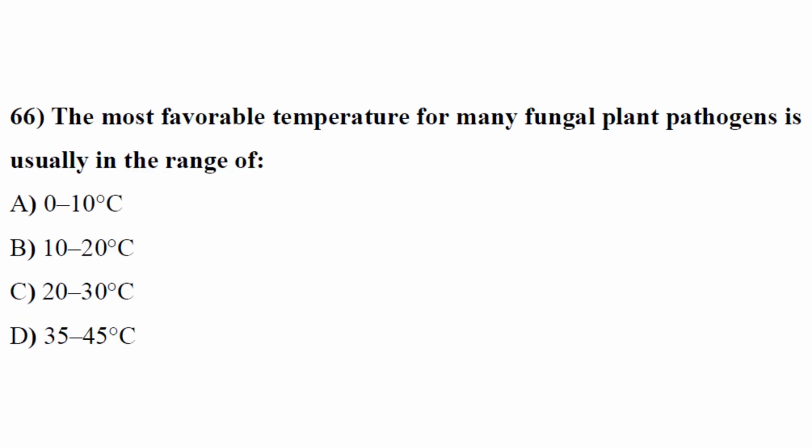66. The most favorable temperature for many fungal plant pathogens is usually in the range of: A. 0 to 10 degrees Celsius. B. 10 to 20 degrees Celsius. C. 20 to 30 degrees Celsius. D. 35 to 45 degrees Celsius. Answer: C. 20 to 30 degrees Celsius.